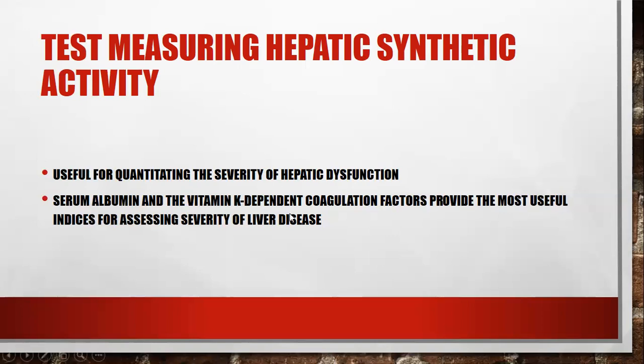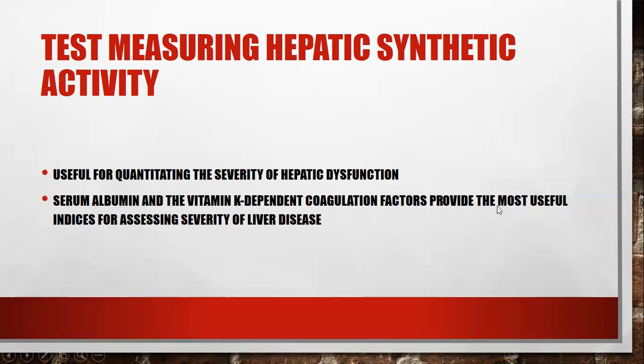And to note, these coagulation factors are vitamin K dependent. In other words, your liver will synthesize these coagulation factors using vitamin K as a cofactor. Okay, so that's why it's called vitamin K dependent coagulation factors. So these factors include factors 2, 7, 9, and 10. Okay, factors 2, 7, 9, and 10.